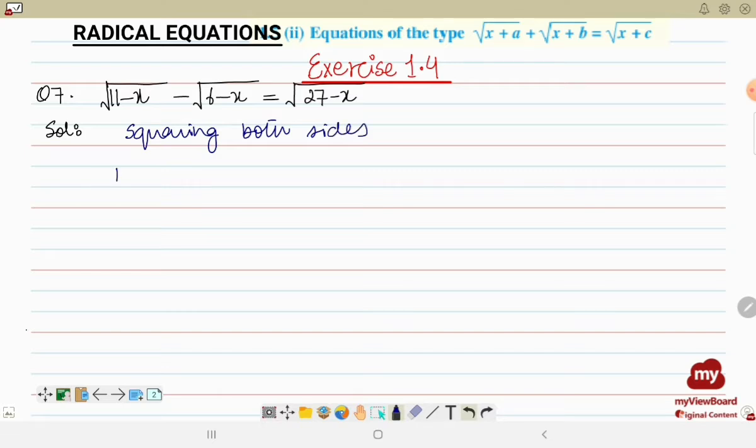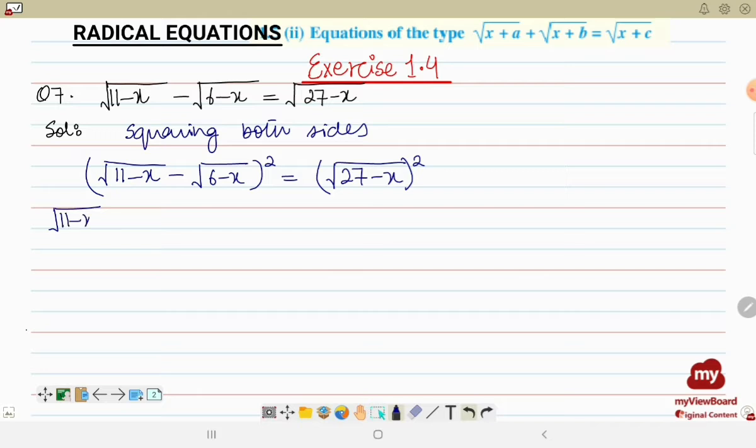So (√(11 − x) − √(6 − x))² = (√(27 − x))². On the left hand side, we have the second algebraic identity, so we are going to open the identity. The square of the first term, (√(11 − x))², then 2ab, which is 2 times √(11 − x) and √(6 − x), and then the square of the last term.